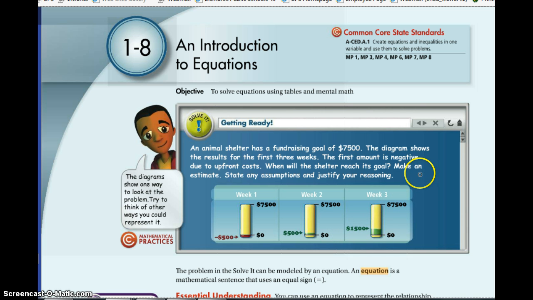So now if I was to jump over to week 4, if it's jumping up $1,000, they're probably going to be sitting at $2,500 by the end of week 4. Now that's kind of an assumption that we're making there. So now I can go to week 5, week 6, week 7, and just draw it all out to show myself how much money they're making. And hopefully I can figure out, how many weeks will it take for them to reach $7,500?